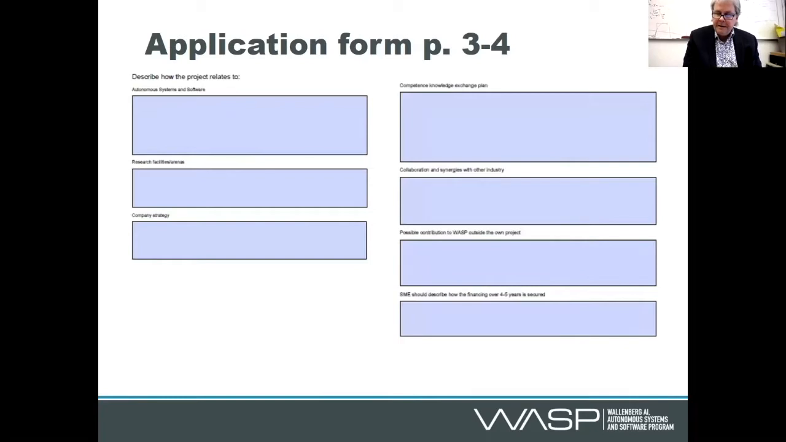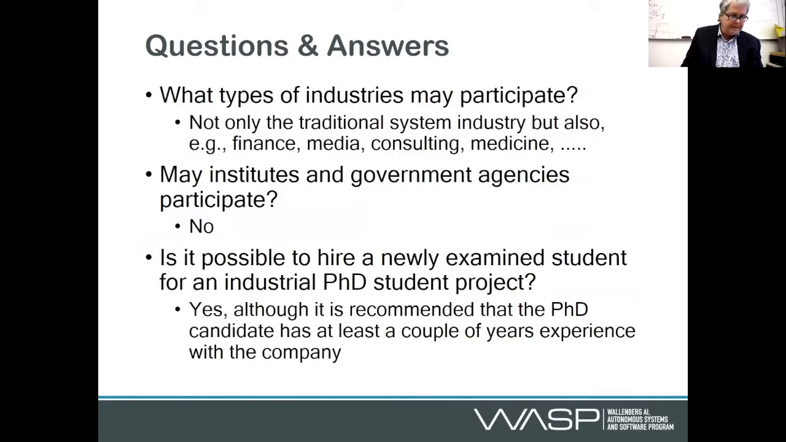And then finally, if it is a small or medium-sized enterprise, then it should describe how the financing over these 4 to 5 years is secured. So that is what you need to write, plus the CVs, plus the extended project description. And then comes some questions and answers that I guess that some of you might ask.